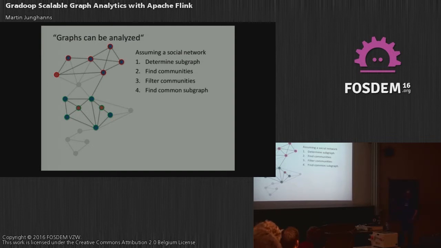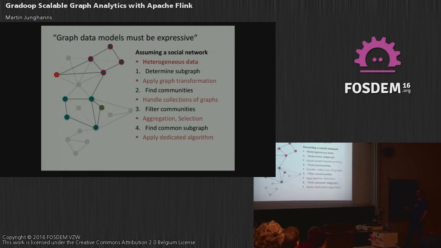And then you want to find, for example, the common subgraph, which in that case is this graph here, which of course occurs in both communities. So this is a very complex analytical question, and the underlying data model must be very expressive to handle this kind of analytics. At first, you have to support heterogeneous graphs, because you have to express different kinds of vertices and edges. Next, you need to apply graph transformations, like extracting the subgraph in our example.